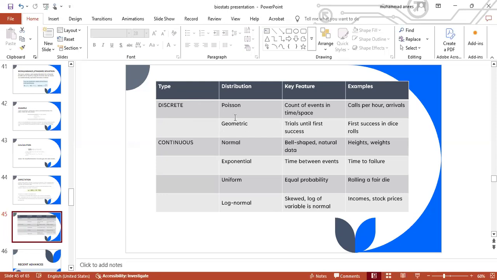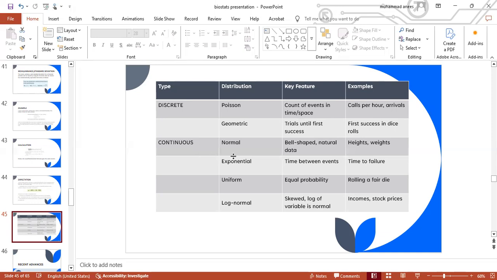So geometric somehow resembles the negative binomial distribution, but the difference is in this case we have to get the first success, and in the negative binomial distribution we had the number of fixed trials. Now the example is first success in dice rolling, so this model can be applied in this case.